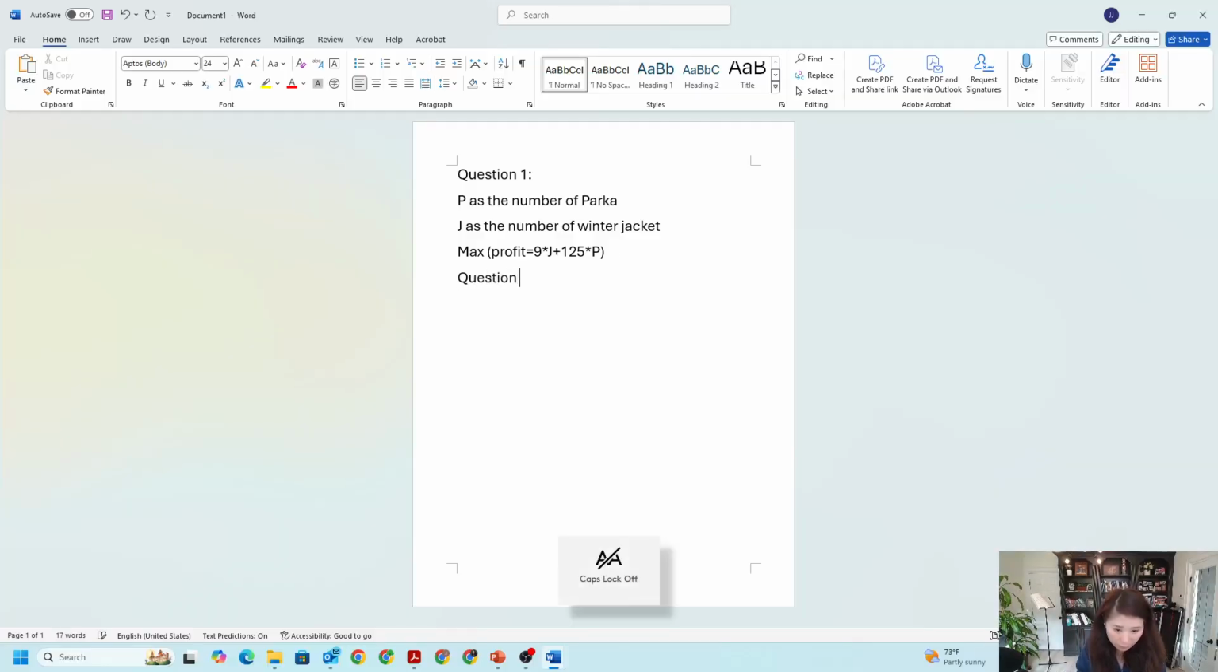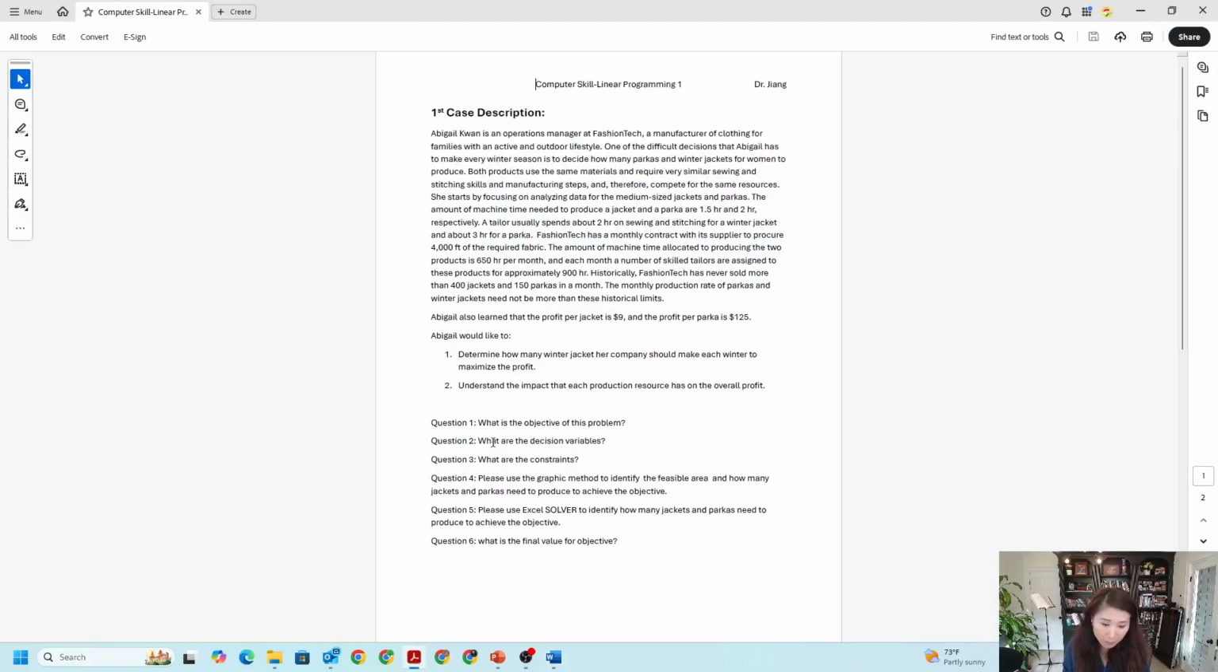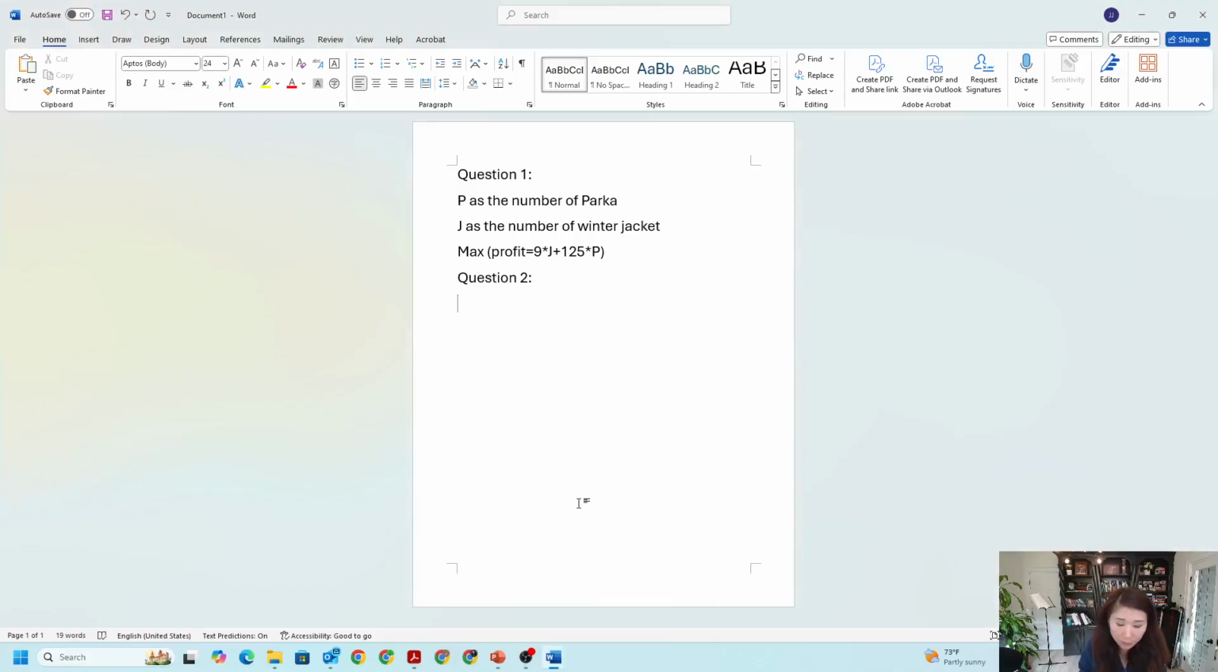Okay, question 2. Question number 2 in this problem is asking what the decision variables are. Sometimes students get confused when they write down the decision variables. They will say, oh, Parker and winter jacket. That is not right. Parker and winter jacket are just 2 items, right? Your decision variables are actually the number of Parkers and the number of winter jackets they can produce. So your decision variable is not Parker versus jacket. It is the number of Parkers they will produce and the number of jackets they will produce. It's very important that you define your decision variables.